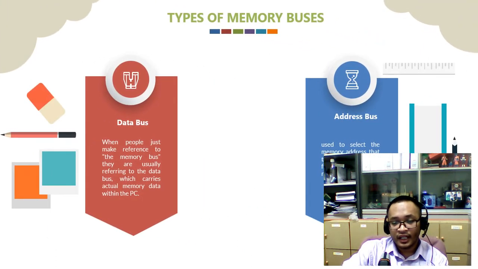Okay, types of memory bus. We have two types of memory bus. We have the data bus, which is the data that you send through the memory bus. While the address bus is the location, the intended location of the data on the data bus.